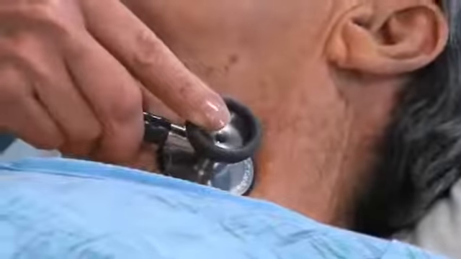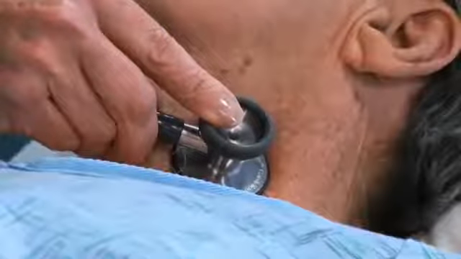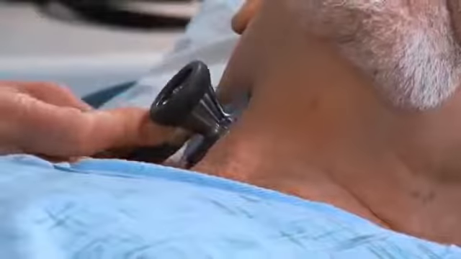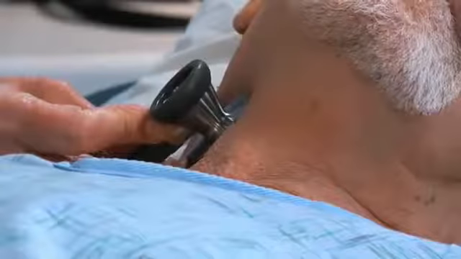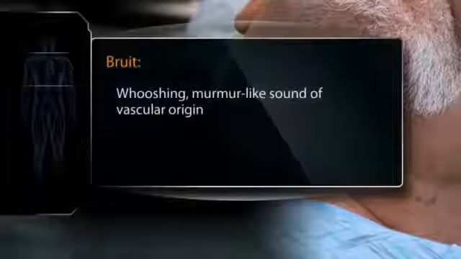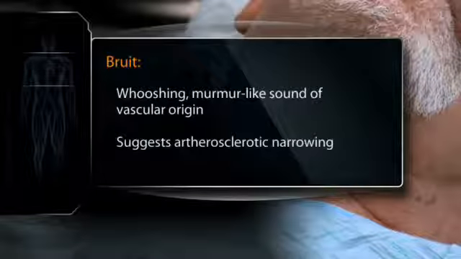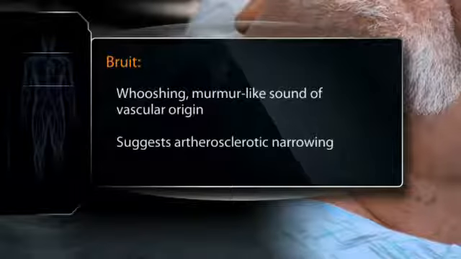After palpating the carotid arteries, listen carefully over both arteries with the diaphragm of your stethoscope. Some examiners use the bell. Ask the patient to hold breathing for a moment so that breath sounds do not obscure the sound of turbulent flow. Listen for a bruit, which is a whooshing murmur-like sound, often from atherosclerotic narrowing of the carotid artery. A bruit sounds like this.